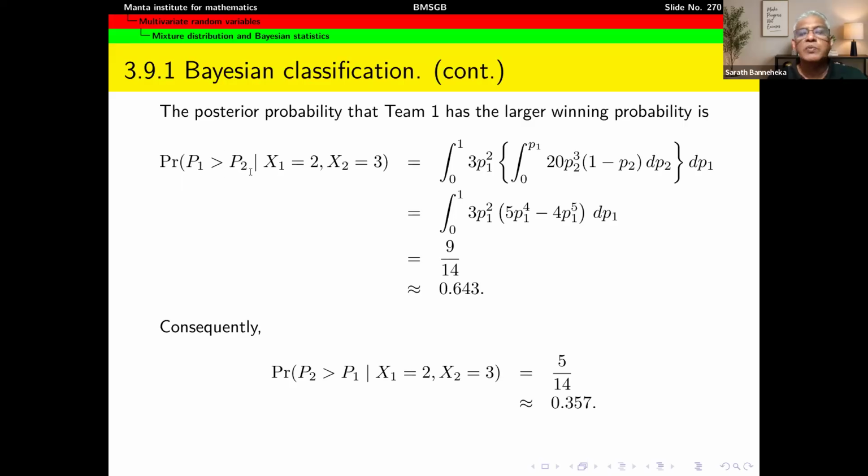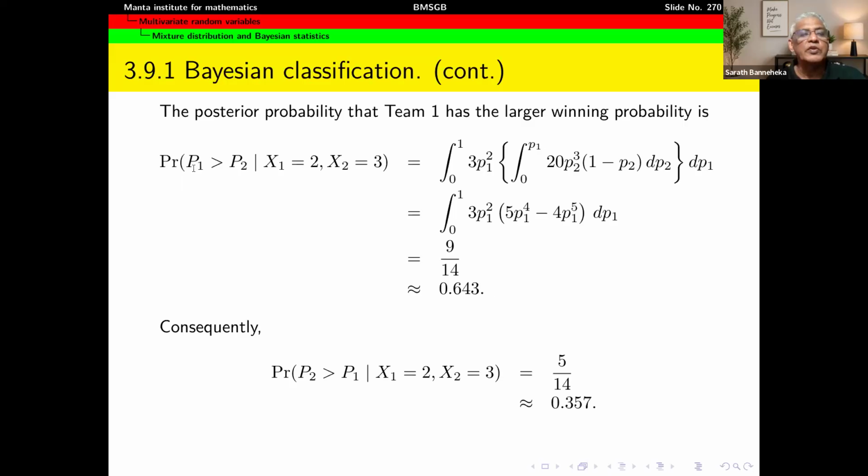So when P1 is greater than P2, when you are integrating, P2 will be changing from 0 to P1, right? We have looked at several examples like this already. Please look at the previous video if you want to understand. I recommend you draw the support of the joint density and then mark this event as a subset of the support, and then it will be easy for you to understand why the integration limits are given by this.